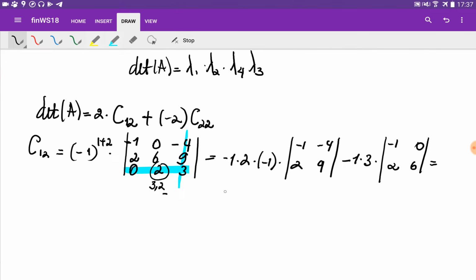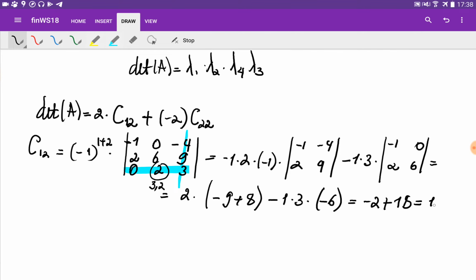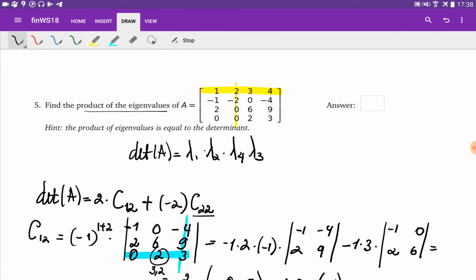So let's evaluate everything. It's going to be minus 1 multiplied by the minus 1, which is simply 1 times 2. So this is going to be minus 9 plus 8, minus 1 multiplied by the 3, multiplied by 2, minus 6. It is going to be minus 2, minus 18, or plus 18, sorry. It's going to be plus 16. So now we need to find the cofactor Ctt.